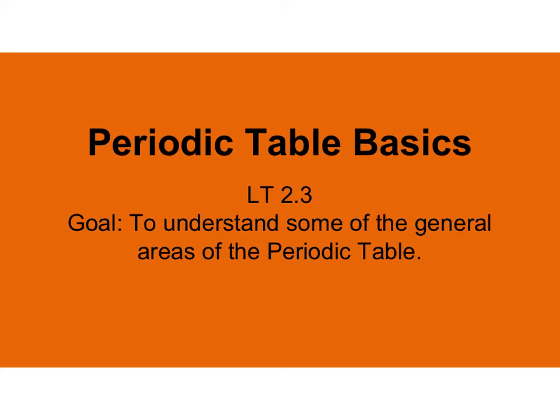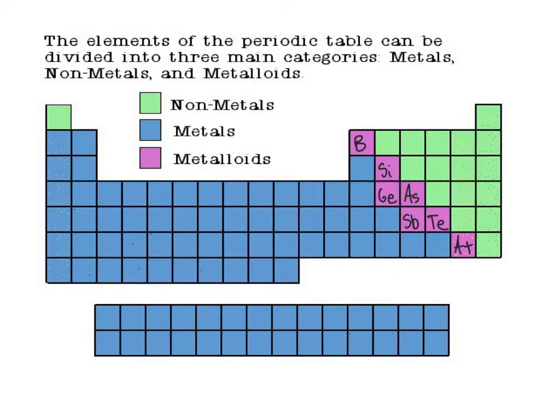In today's lesson, we're going to talk through some of the basic pieces of information that we can get from element location on the periodic table. So really in these next few days, we're thinking about where elements are located and how that location gives us additional information about each of those elements. We can break the periodic table into three basic components.